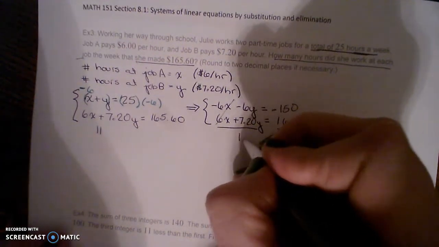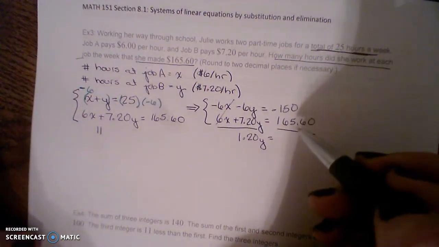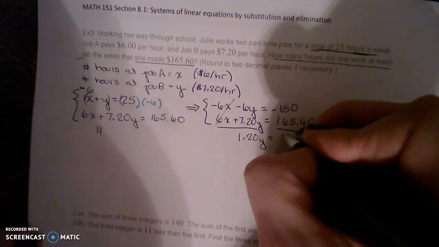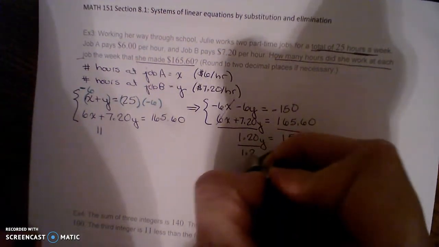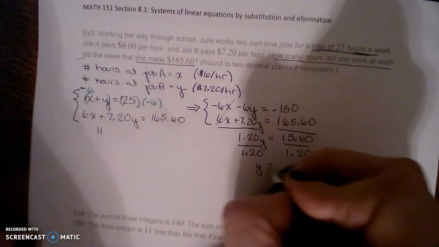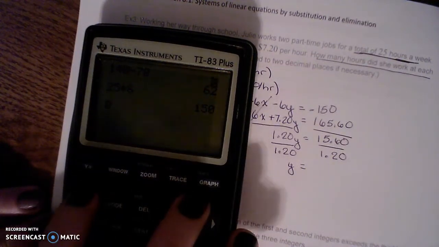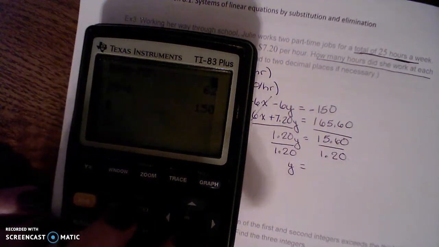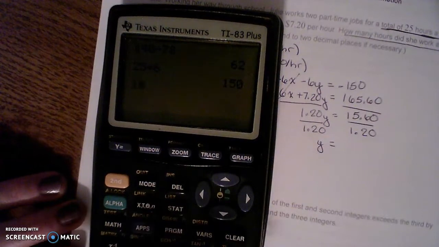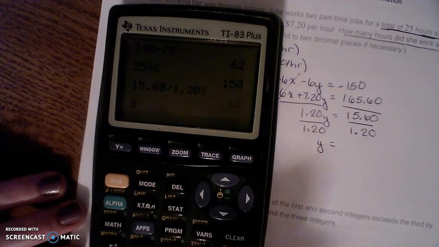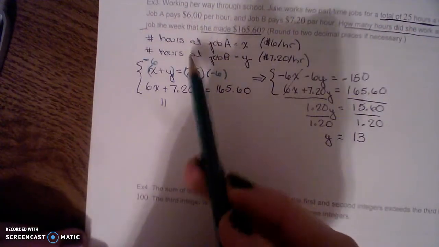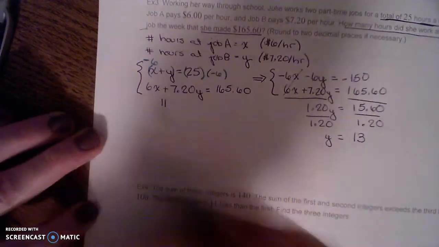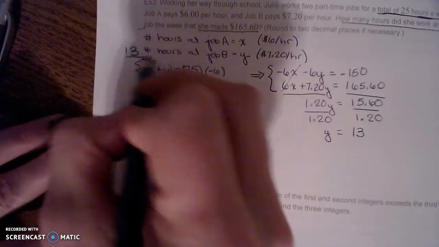7.20y minus 6y is 1.20y. And then 165.60 minus 150 will be 15.60. So 1.20y equals 15.60. We can divide both sides by 1.2 to get 15.60 divided by 1.20, 13. So y equals 13. So I can write that down now where I declared my variables. Y is 13, so she worked 13 hours at job B.